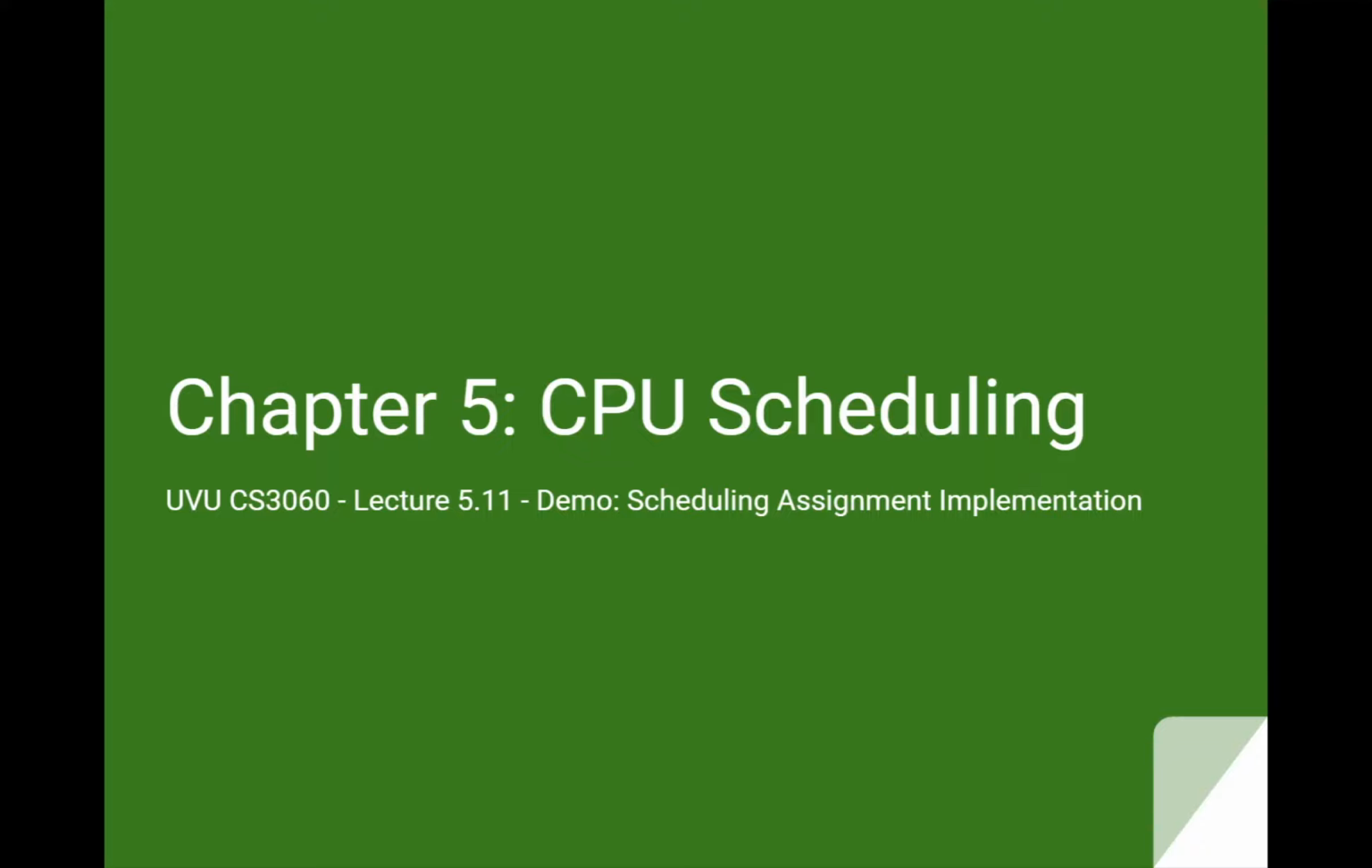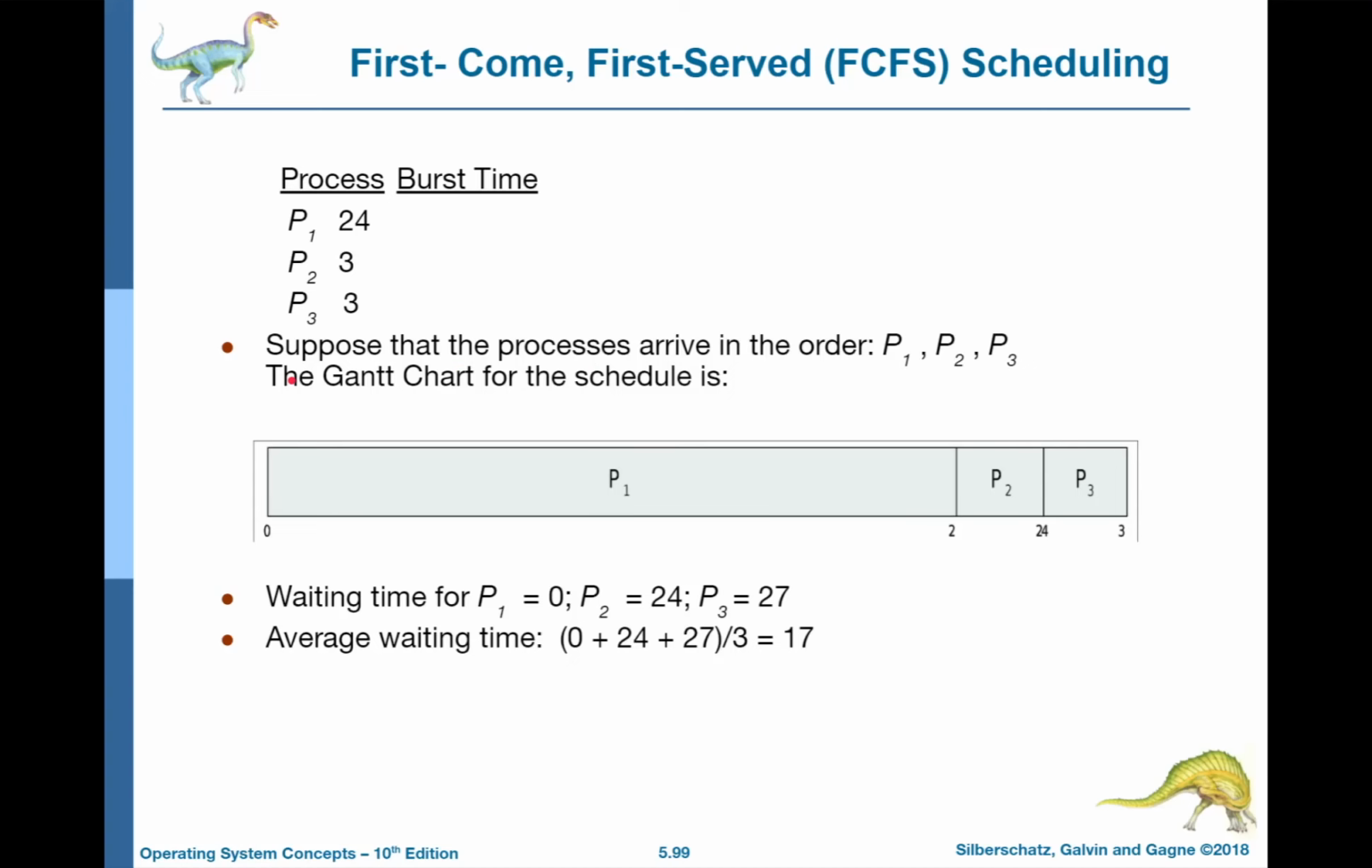Welcome to UVU CS3060 Lecture 5.11, where I demonstrate how to implement a scheduling algorithm. For this lecture, I'm going to implement the first come, first served scheduling algorithm. This is the simplest algorithm.